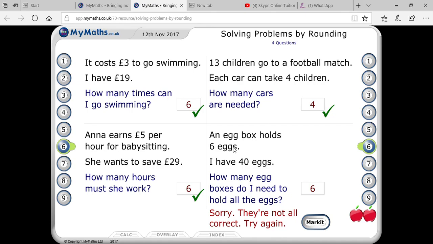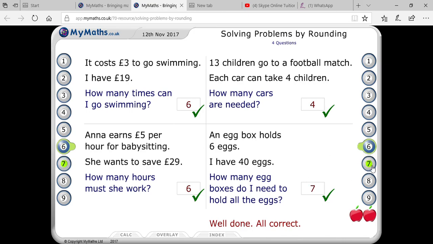So it's supposed to be 7. Yes, for those 4 eggs, you just have to arrange one more box, okay? It is just like rounding up, okay? Okay. And now, yep, that's right. Do you understand round up and round down conditions?